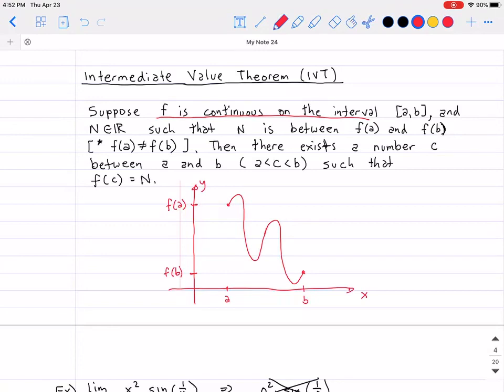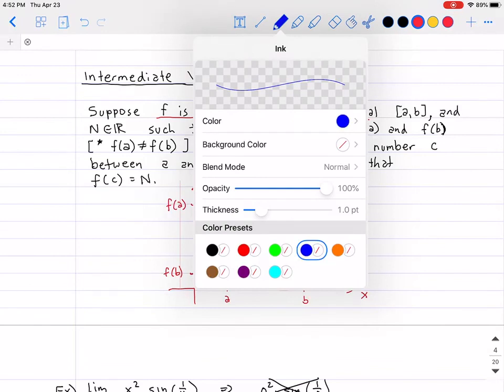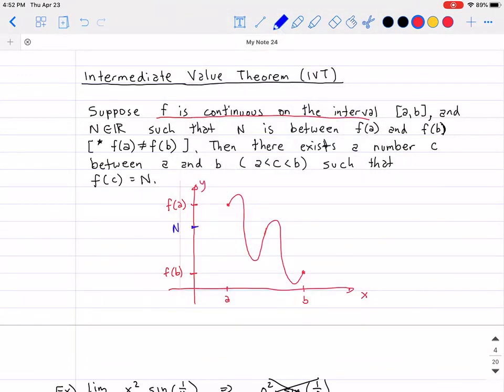So the theorem basically says that there is going to be a value n in between f of a and f of b. Let me just denote that with another color. So let's say that n is going to be somewhere up here. The theorem then says that there should exist a number c such that f of c is equal to n. And that's true, because somewhere over here, if I go across, there should be a c value where f of c is equal to n. Now, does that mean that's the only answer? The answer is no, because there could be another one. So what that means is that the theorem states that there is at least one value c such that f of c is equal to n.